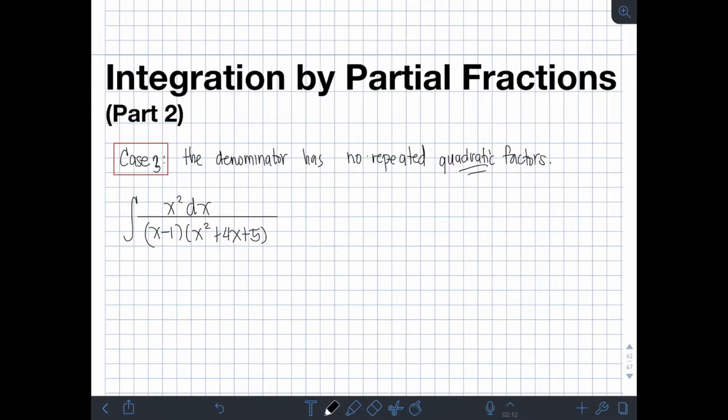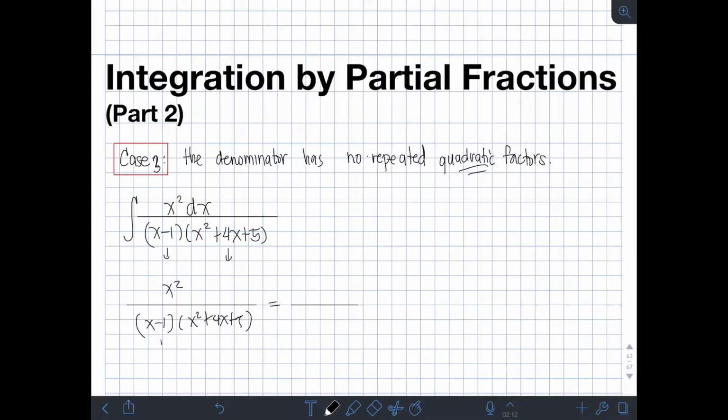Integral ng x squared dx over quantity x minus 1 times quantity x squared plus 4x plus 5. Okay, so meron nga tayong dalawang factors na hindi nauulit, isang linear tsaka isang quadratic. So, transform muna natin ito into sum of partial fractions. So, we have x squared over x minus 1 times x squared plus 4x plus 5. So, since naka-factor naman na yung denominator natin, diretso na tayo dun sa paglagay ng unknown variable sa numerator.